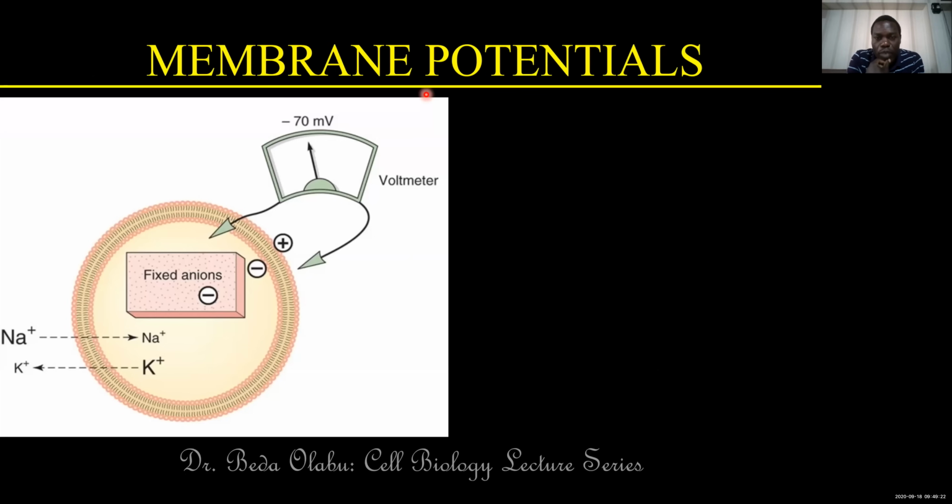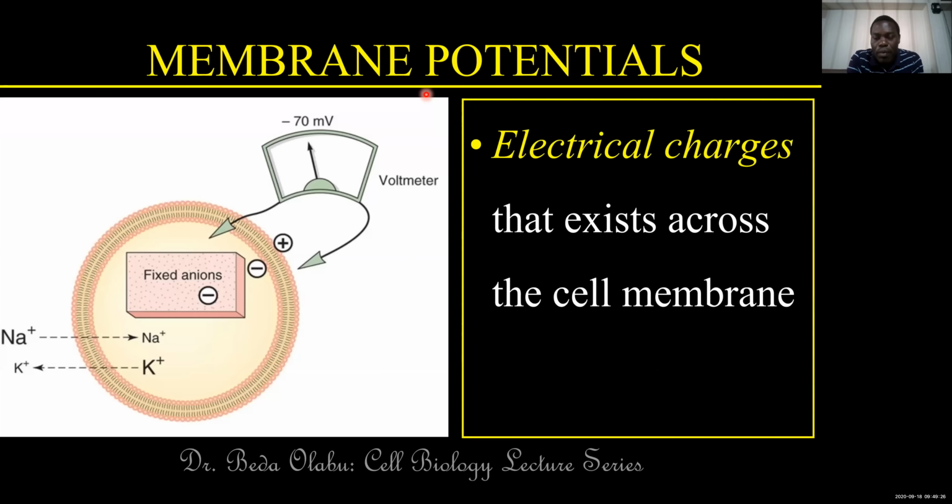Let's begin by defining what membrane potentials are. Membrane potentials just refers to electrical charges that exist across the cell membrane. So that means that there are some charges that exist across the cell membrane. The cell membrane is not neutral in terms of electrical charges. These charges are usually measured in millivolts. So the unit of measurement of the electrical charges across the cell membrane is millivoltage.